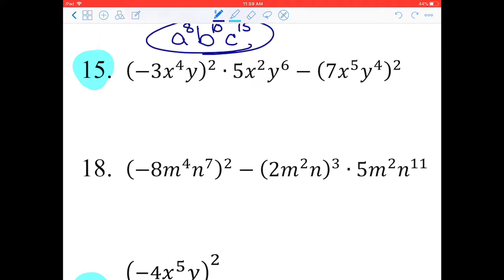All right. So negative 3 squared is 9. x to the 4th times 2 is x to the 8th power, y squared, times 5x squared, y to the 6th, minus, and I'm going to square this.